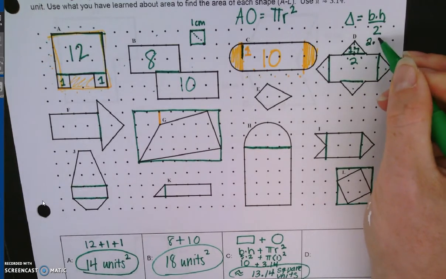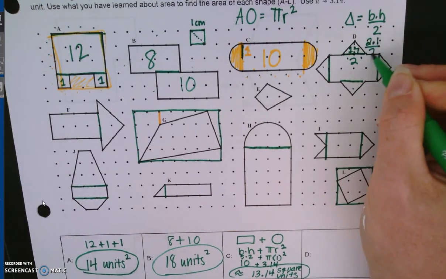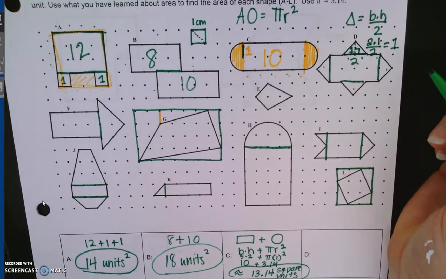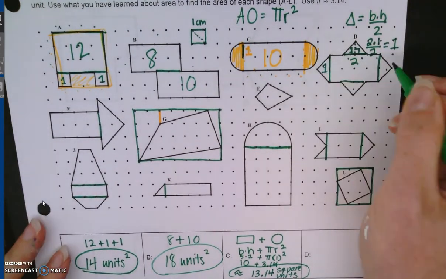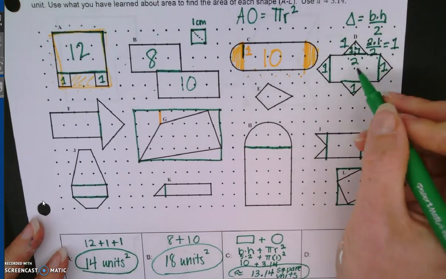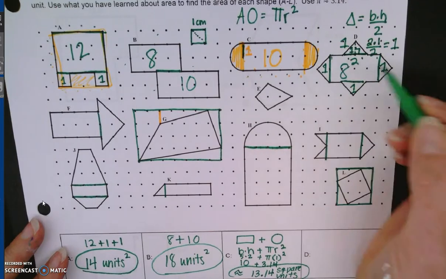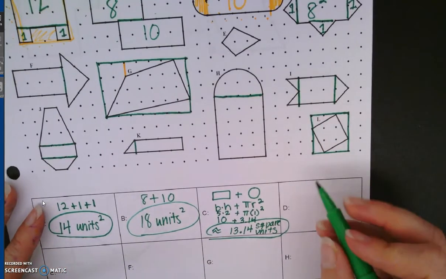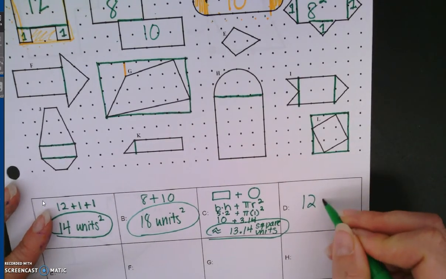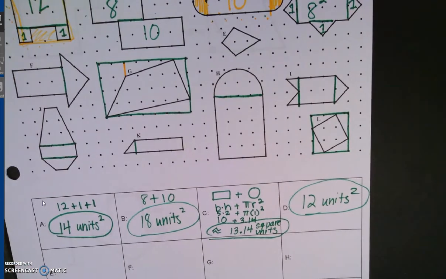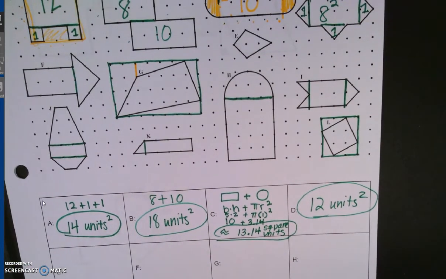So 2 for the base, 1 times the height divided by 2, ends up being 2 divided by 2, which is 1. So each one of these triangles is a 1. And this rectangle was a 2 by 4, so that's an 8. So for shape D, I found my area to be 12 square units. Maybe you broke up that shape into something a little different.